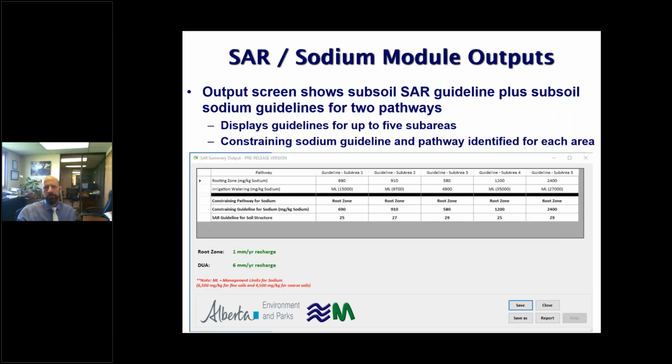The output screen for SAR sodium is very similar to chloride. It gives you guidelines for as many sub areas as you have. It shows the soil structure guideline for SAR and the 2 different sodium guidelines, along with which one is most constraining there.